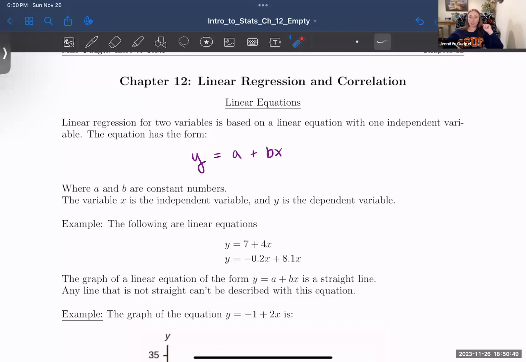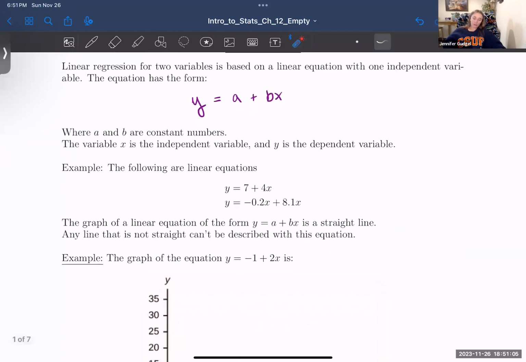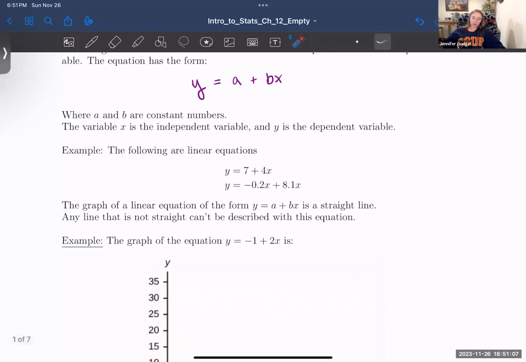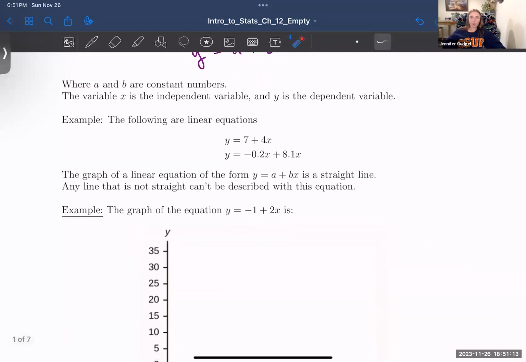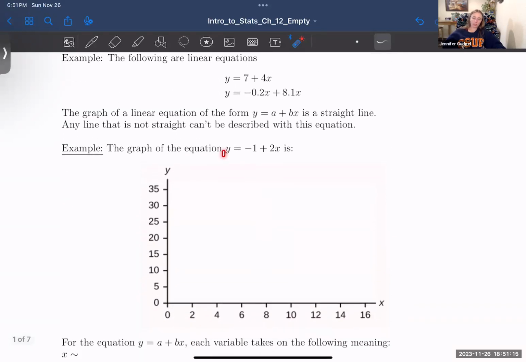In a linear equation, x is called the independent variable, y is called the dependent variable, because when you go to plug something into the equation, we typically plug in for x, and then y is adjusted depending on what that outcome actually is. All right, the graph of a linear equation is a straight line, right? It's a linear equation. And we're going to go ahead and look at the graph for this equation here.